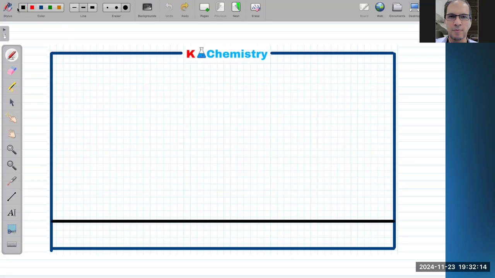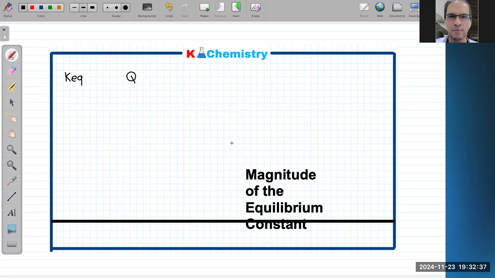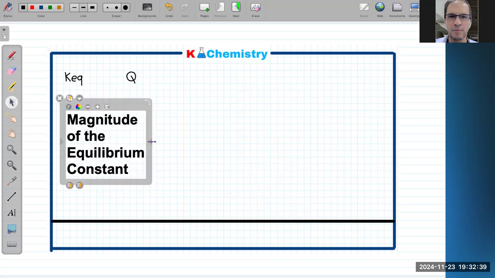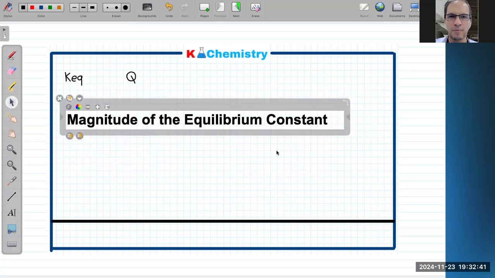So we agreed that K equilibrium is constant when there is a relationship between products and reactants at the equilibrium point. But if you are at any other point and not at equilibrium, then it will be known as Q. So today we'll be speaking about the magnitude of the equilibrium constant. What does the equilibrium constant actually mean?